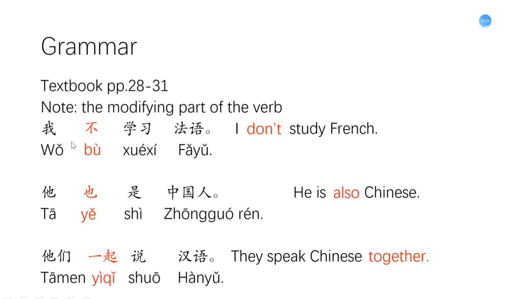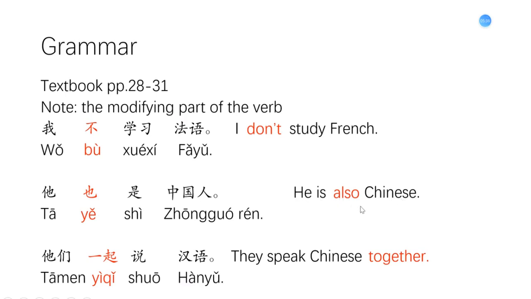For example, how to say I don't study French? The modifying part of this verb is don't, not, right? It's a kind of negative form of the verb. So we say 我不学习法语. We place this modifying part before the verb. 我不学习法语.